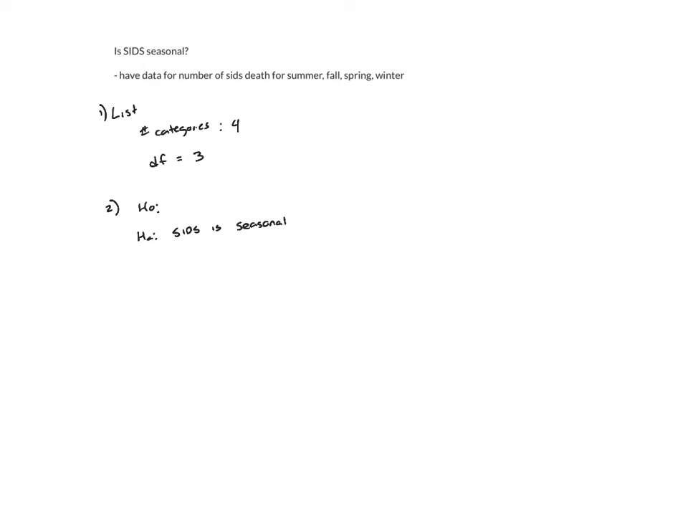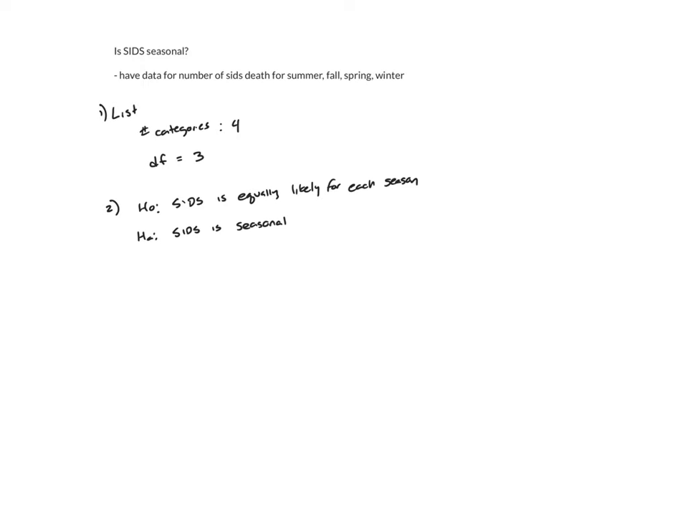The opposite of that would be SIDS is equally likely for each season. So if I'm trying to prove that it's seasonal, the opposite of that, what I need to assume, is that it's not seasonal. That is, each season is equally likely. This is going to be important when we go to calculate chi-squared.